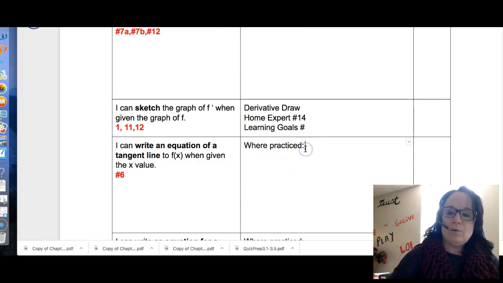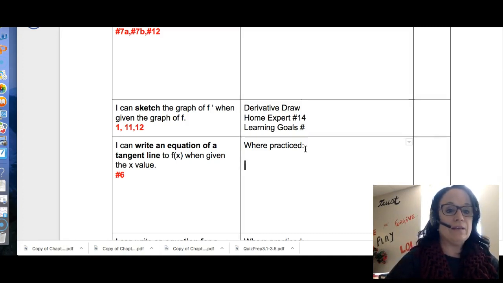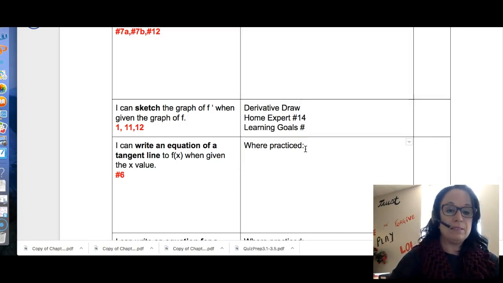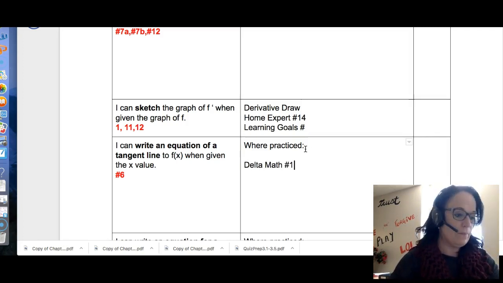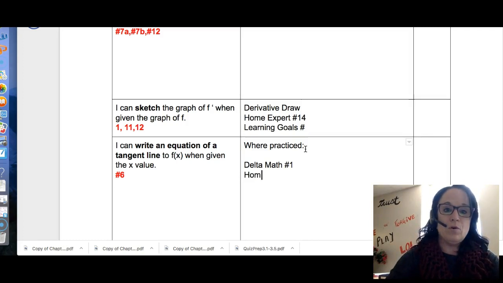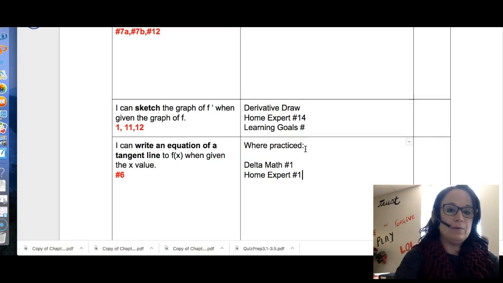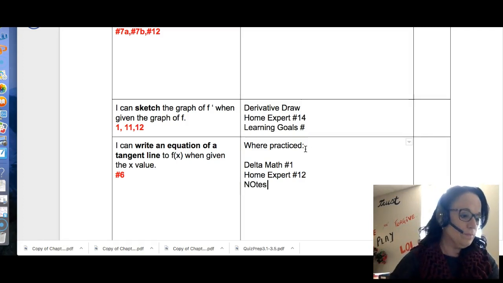Next, you need to be able to write an equation of a tangent line. I think most of you are very good at this when you're just given the x value: you plug it in to find the y value, you do a derivative to find a slope, and you write your answer in point slope form. But we did practice that extensively in Delta Math, number 1, this chapter. If you look in your Home Expert multiple choice, that's supposed to be in the back of your binder, a sample of that would be number 12. There's many of these in your notes.